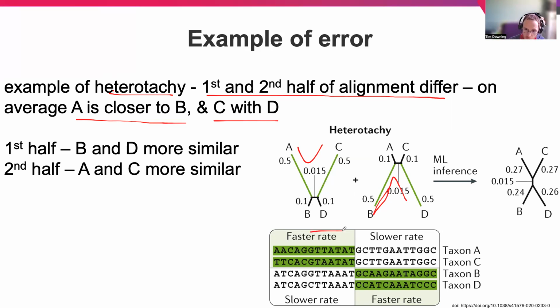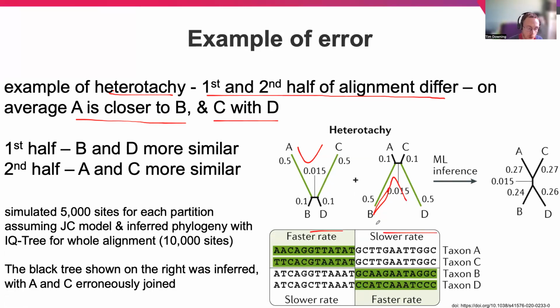So you can see that we've got a faster rate and a slower rate as well. What's shown is the simulations for 5,000 sites for each partition. There are two different partitions here, assuming a Jukes-Cantor model based on IQ-TREE. And this tree is essentially the average of these two regions. What we see there is A and C erroneously joined, and B and D also erroneously joined, when we know that, in fact, for each individual segment, A and B are closer to each other relative to C at least.